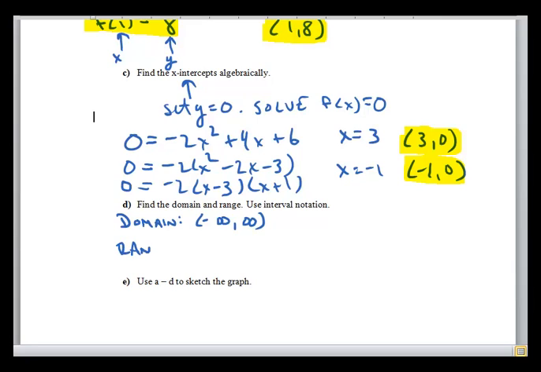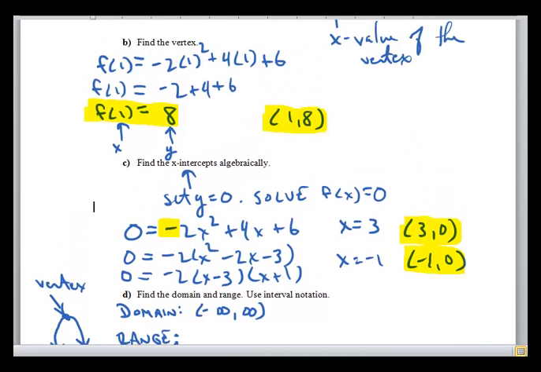And then the range, now you got to remember what this looked like. This has a negative lead coefficient, right? A is negative 2, which means that the parabola looks like this. It opens down, so whatever that vertex is, in this case it's a maximum point, so the range is going to be everything less than or equal to the y value at that vertex. So the range is really going to be y is less than or equal to 8, because 8 was the y value at the vertex.